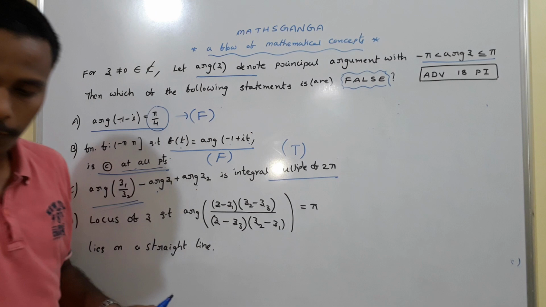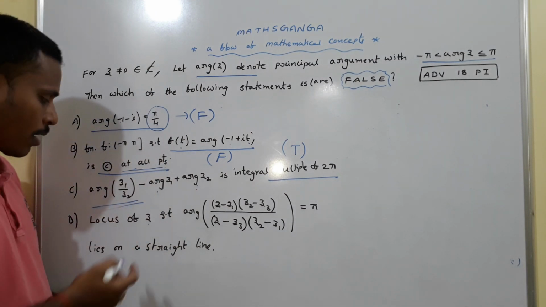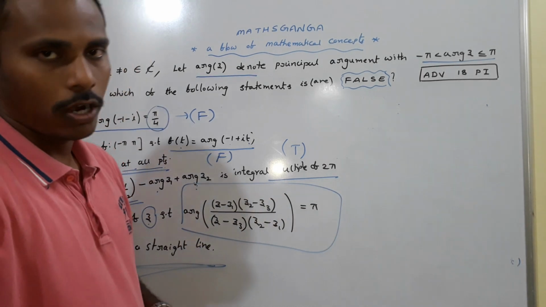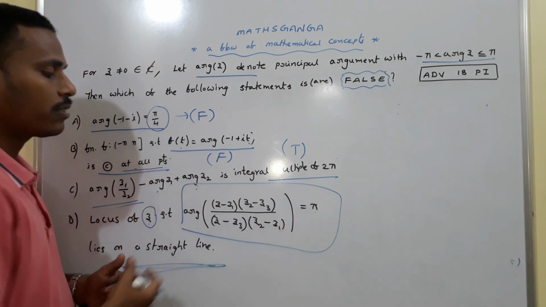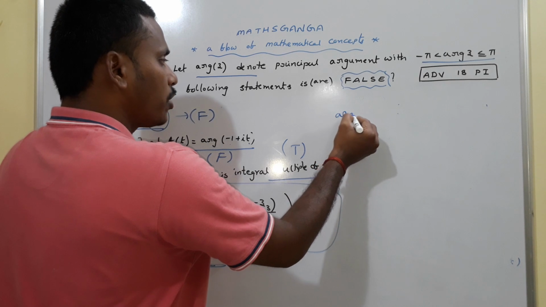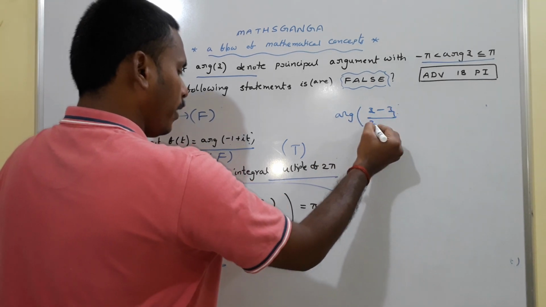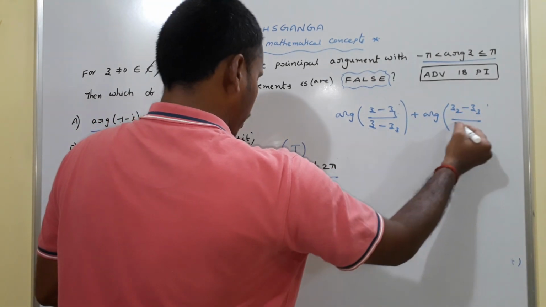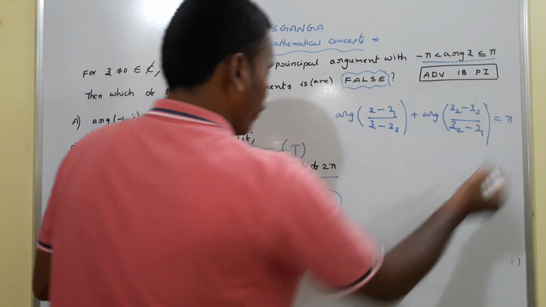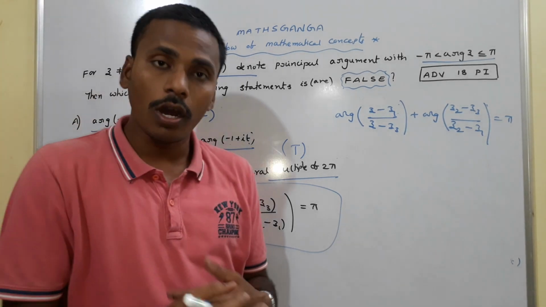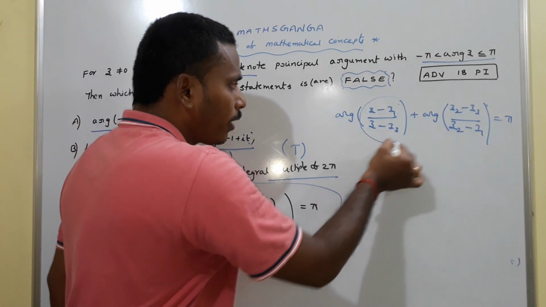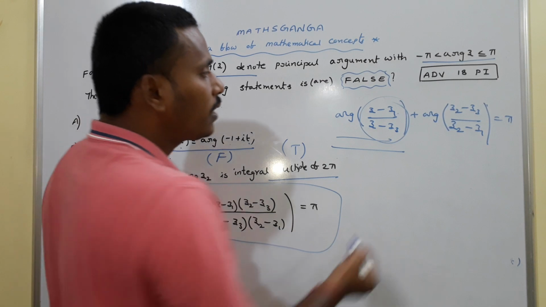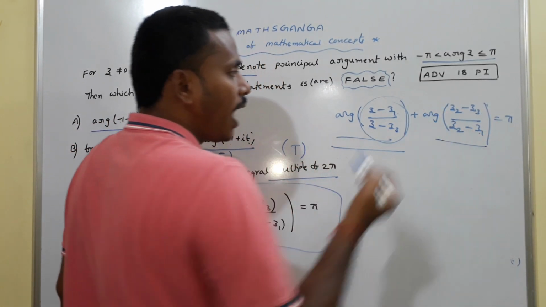Then coming to the fourth statement, D. The locus of Z satisfying this condition is mentioned as a straight line. We need to check whether it is true or not. The argument of the product of two complex numbers is pi. So this is nothing but argument of Z minus Z1 by Z minus Z3 plus argument of Z2 minus Z3 by Z2 minus Z1 is pi. The argument of the product Z1 Z2 is nothing but arg Z1 plus arg Z2. If you look at this one, this is nothing but the angle made by Z1 Z3 at Z, and this is nothing but the angle made by Z1 Z3 at Z2.